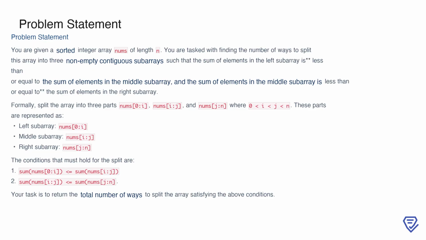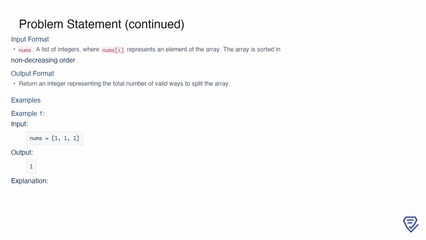Formally, this means splitting the array into 3 sections: nums[0, i) for the left, nums[i, j) for the middle, and nums[j, n) for the right, where i and j are indices satisfying 0 < i < j < n. The task is to count all such valid splits where the 2 conditions on the subarray sums are satisfied. The input to the problem is a sorted array nums in non-decreasing order, meaning the elements are arranged from smallest to largest. The output is a single integer that represents the total number of valid ways to split the array into 3 parts as described earlier.